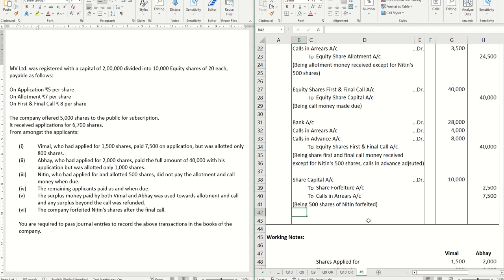All right. The question doesn't say anything about reissue of the shares. So this is where the question gets complete.